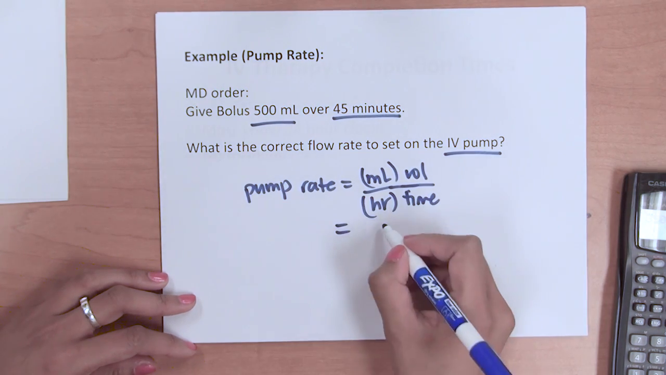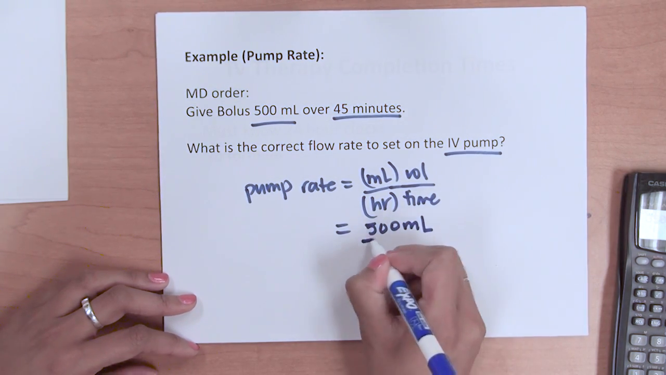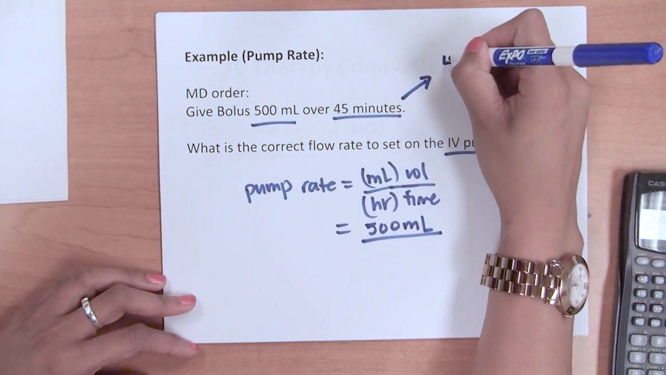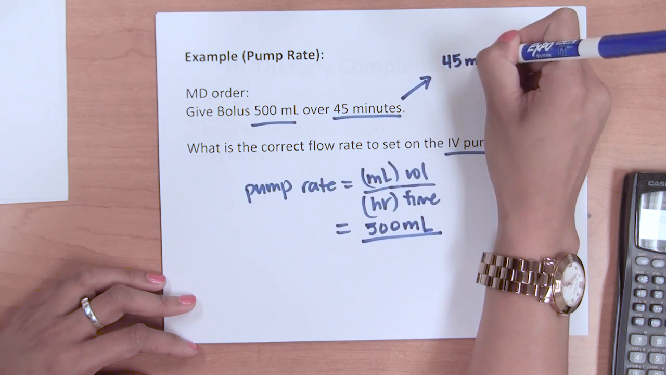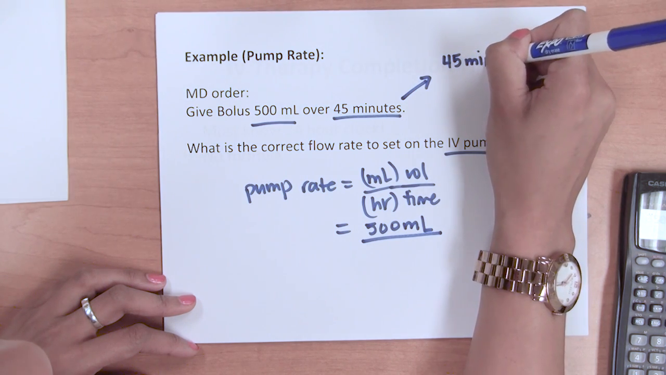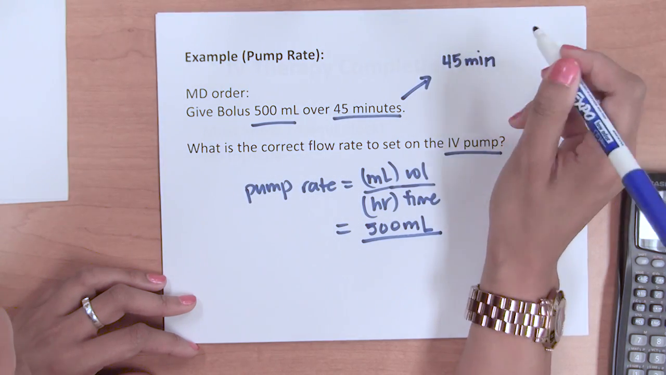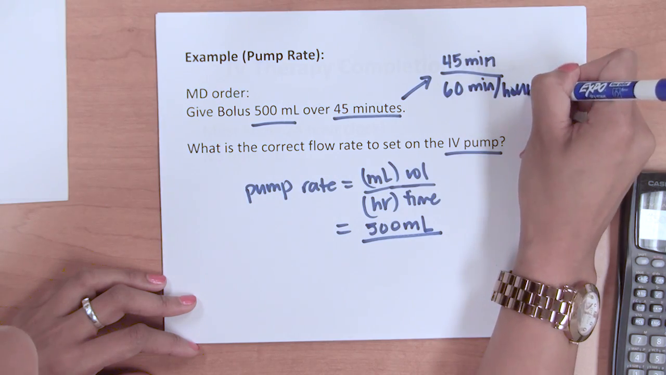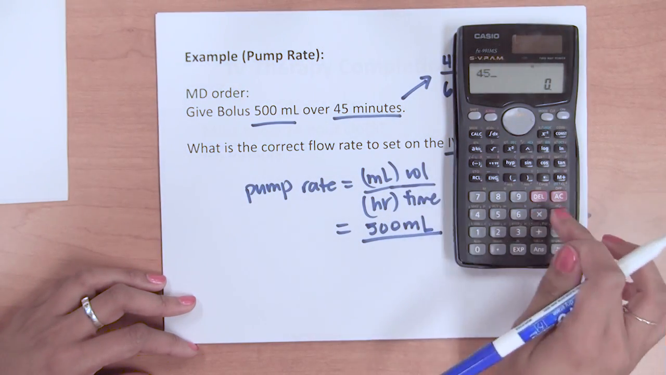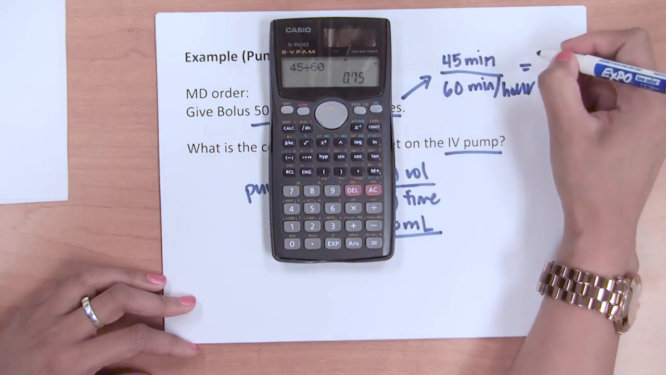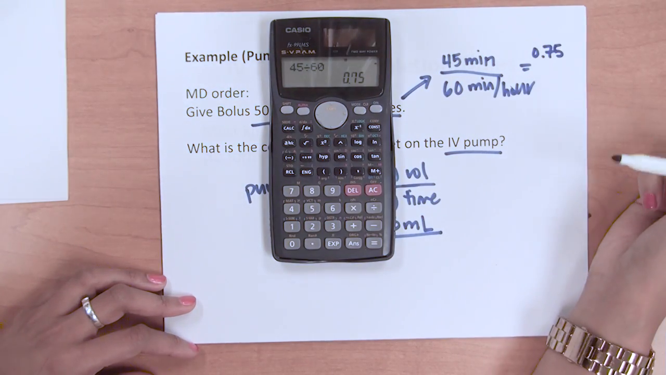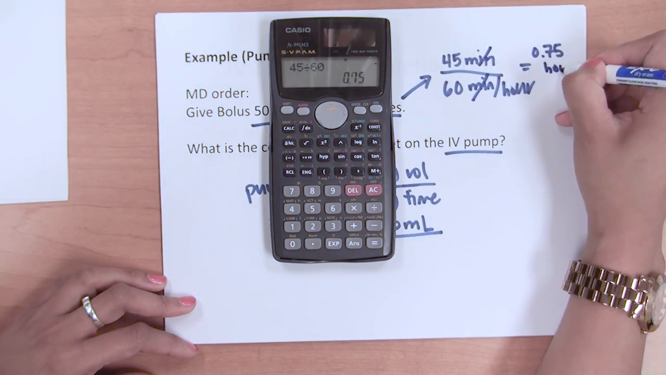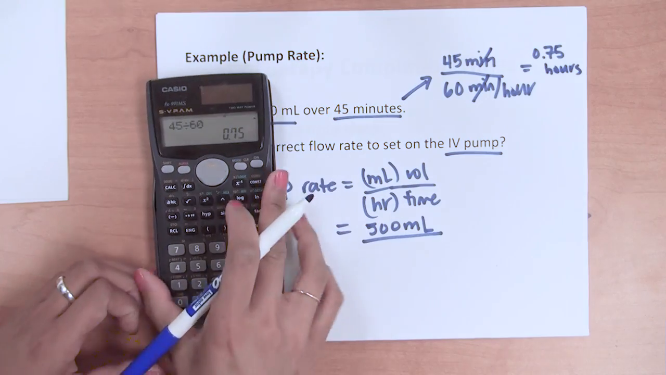We have our volume, it's 500 mils. Now we have to convert our 45 minutes into hours. So 45 minutes, we're going from a smaller unit to a larger unit. So we're going to divide by 60 minutes per hour. Use your calculator. 45 divided by 60 is 0.75. You can cross out your units there. So it's going to be 0.75 hours. And we're going to put that over here.